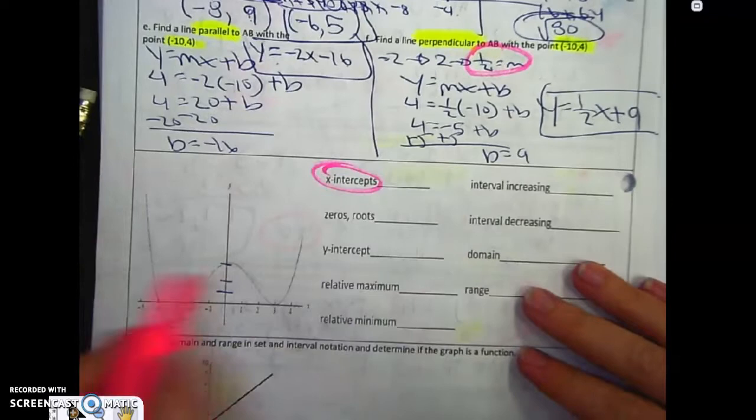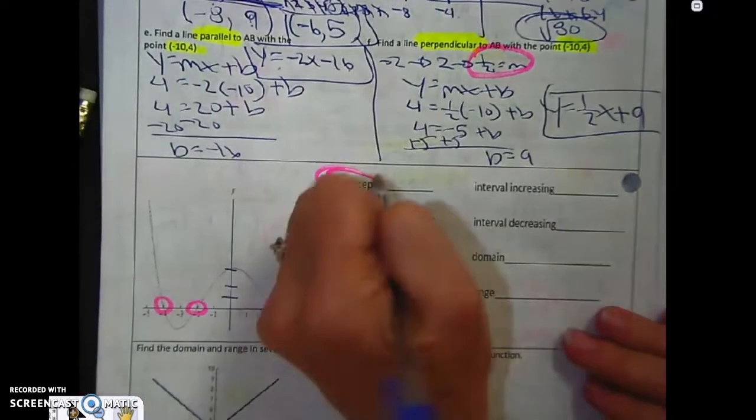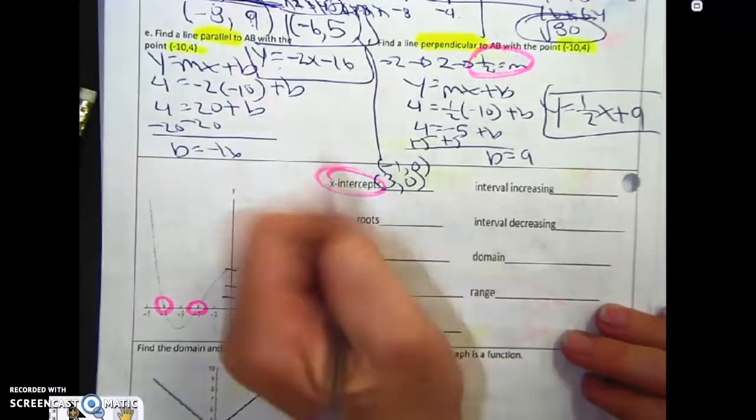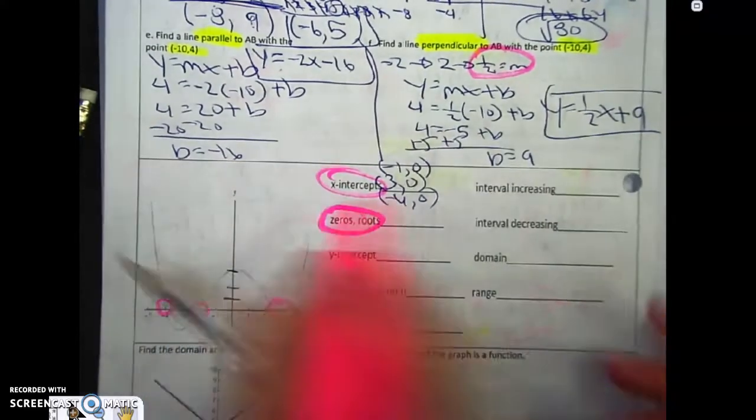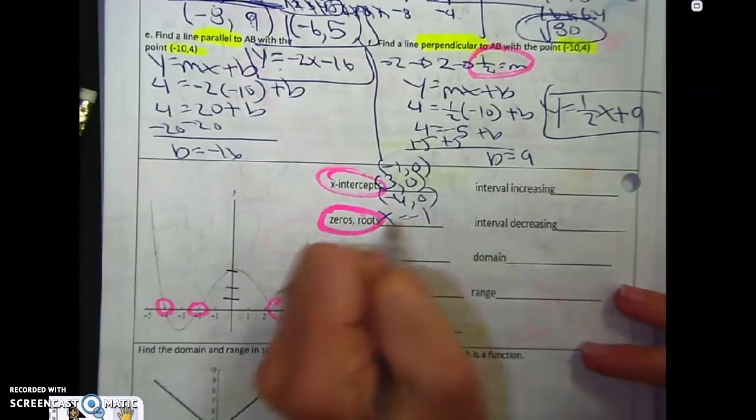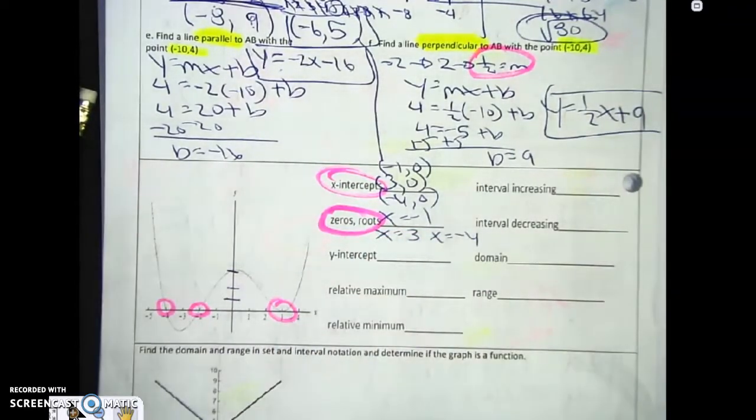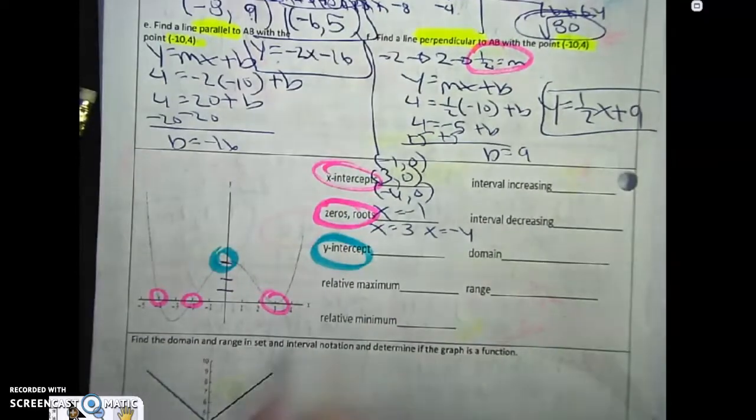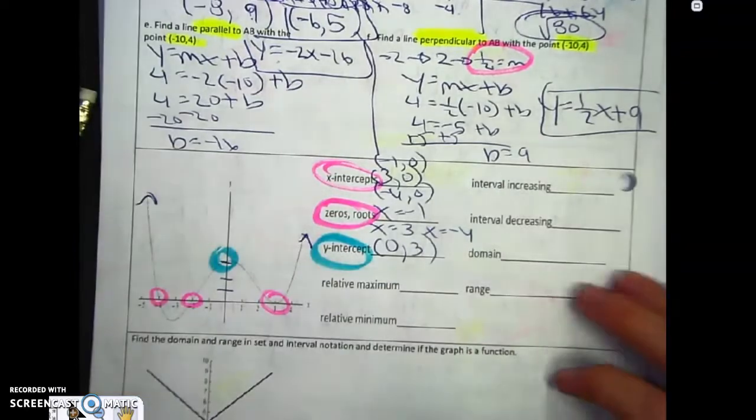X-intercepts. X-intercepts is where it crosses the x-axis. I need to write them as points. 3, 0, -1, 0, and -4, 0. That's the zeros, but not as points. X equals -1, x equals 3, x equals -4. Done. The y-intercept is where it crosses on the y-axis. 0, 3. Let's assume these are going forever.